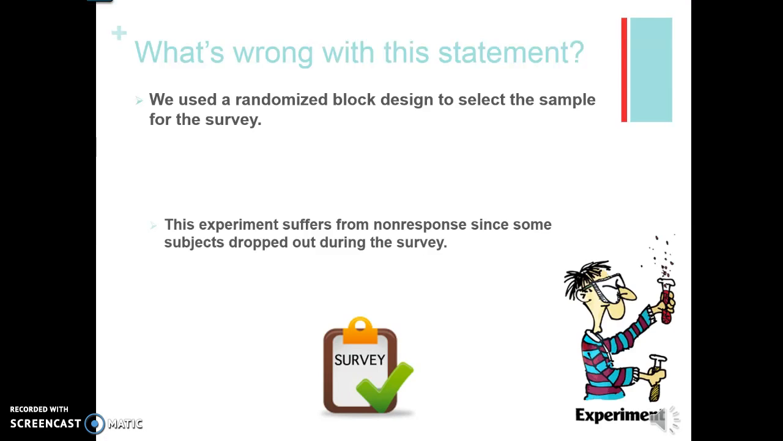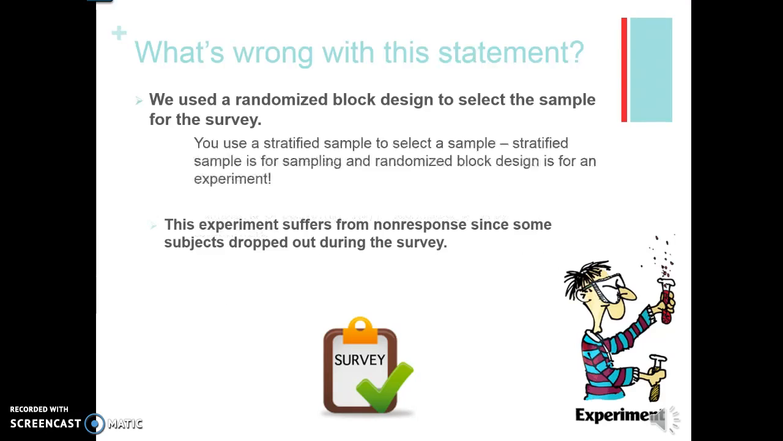Okay, so just take a minute. What is wrong with these following statements? We used a randomized block design to select the sample for the survey. All right, number one, we don't ever use a block design to select a sample. We use a stratified sample to select a sample. Stratifying is for sampling. Randomized block design is for an experiment. So you could fix it by saying we used a randomized stratified sample to select the sample for the survey.